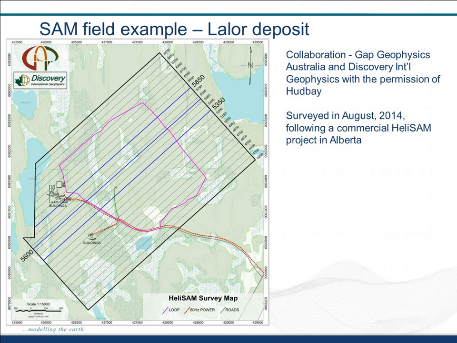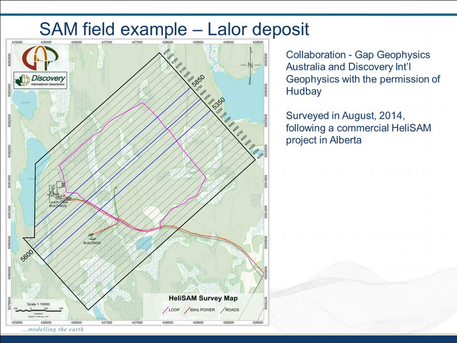The second example is from Canada in Manitoba. It's VMS country, volcanogenic massive sulfide, in the Flin Flon camp. The survey was done under collaboration between GAP Geophysics, the owners of the technology, and Discovery International, a local geophysics company, and with the permission of Hudbay, who own the deposits and are currently mining it. It was surveyed in August of this past year, following another commercial HeliSAM project in Alberta.